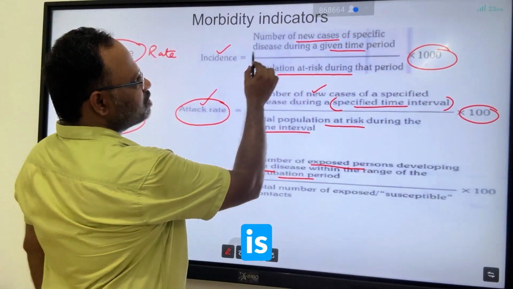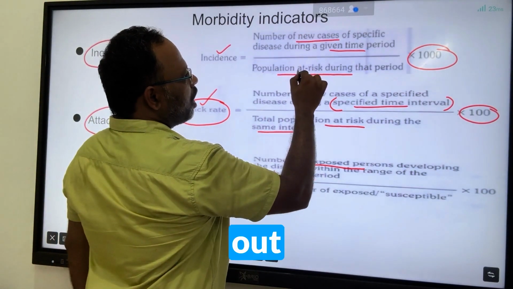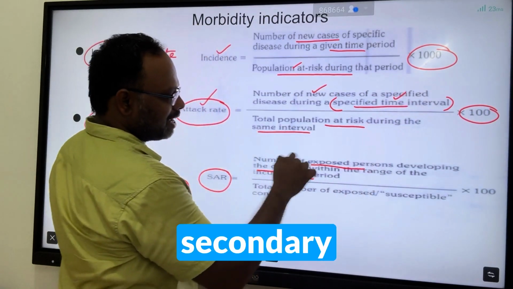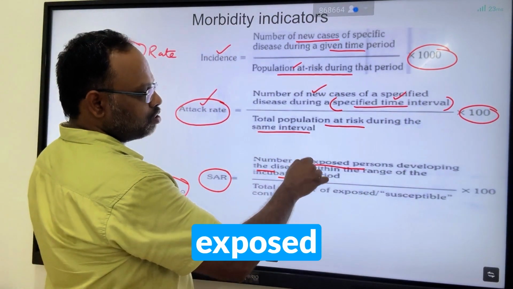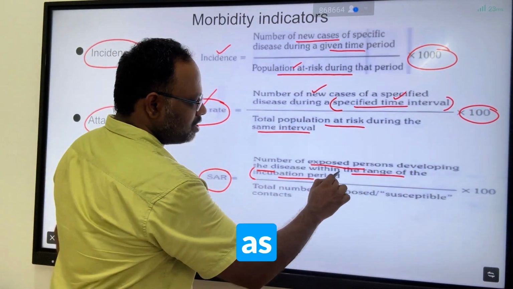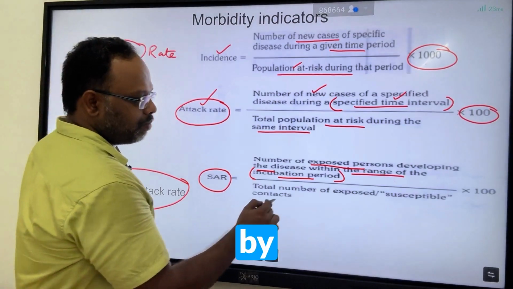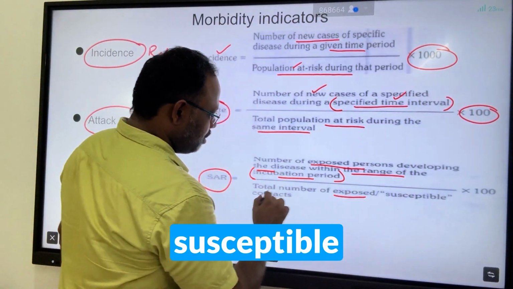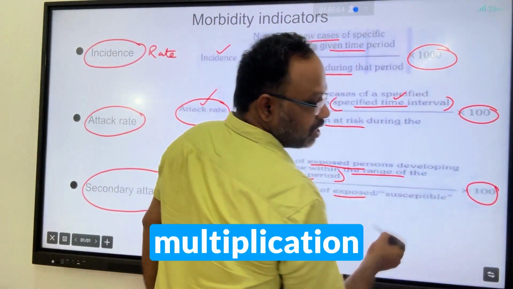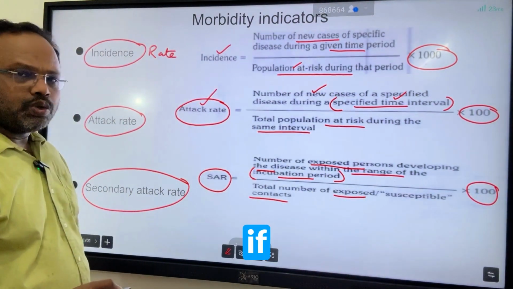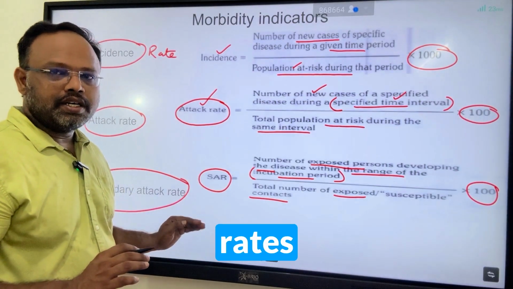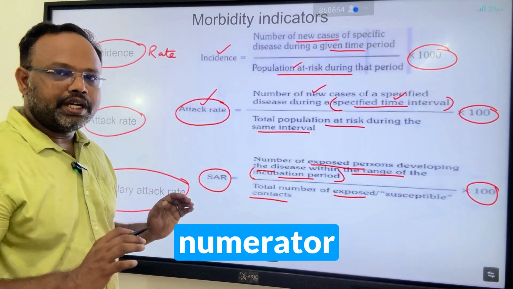So the incidence rate is total number of new cases out of the population at risk, and attack rate is within a specified time, and secondary attack rate is the number of exposed persons developing the disease within the range of one incubation period, divided by total number of exposed susceptible contacts. That is also expressed in percentage, so the multiplication factor will be 100. So if a problem is asked in incidence and prevalence specific to attack rates and secondary attack rates, you have to carefully choose the numerator and denominator.